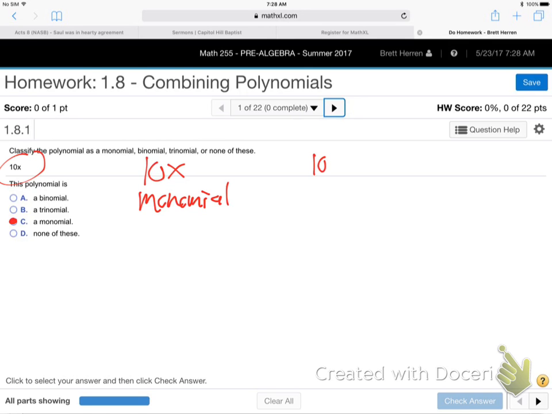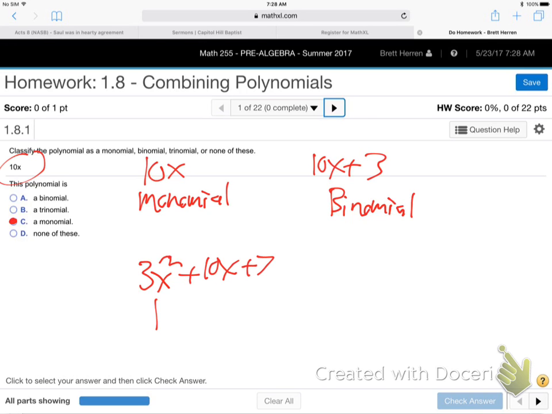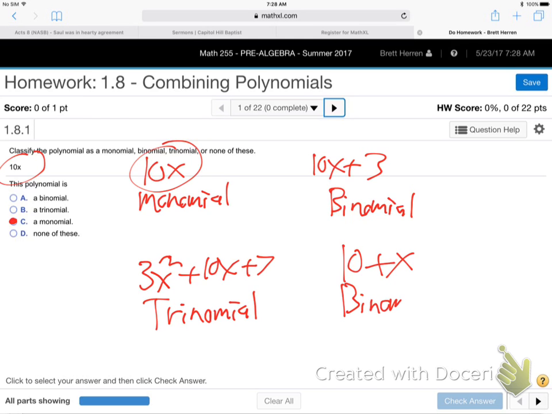If you had like 10x plus 3 or something, that would be a binomial, two terms. And if you had 3x squared plus 10x plus 7, that'd be a trinomial, three terms. So it's just the number of terms. Now, the key, though: you might look at the 10x and go, well, why isn't the 10x two things? I mean, there's a 10 and there's an x. Well, if it was like this, it would be two things.